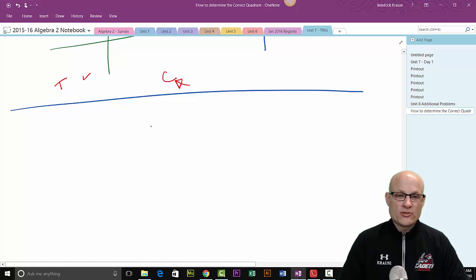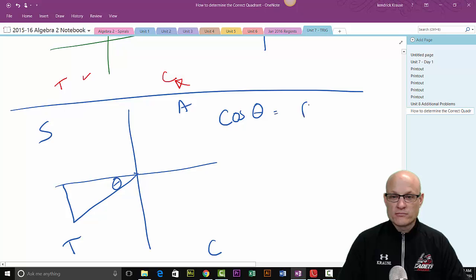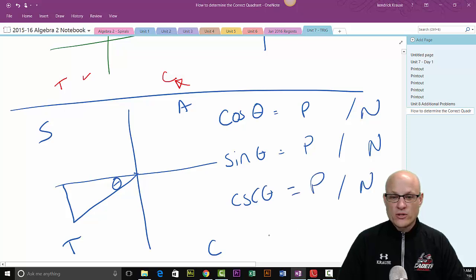Okay. So let's say I tell you our angle is in the third quadrant. What is cosine in the third quadrant? Well, let's just do this. All students take calculus. What is cosine? Positive or negative? You decide. What is sine? Positive or negative? What is cosecant? Positive or negative? What is cotangent? Positive or negative?